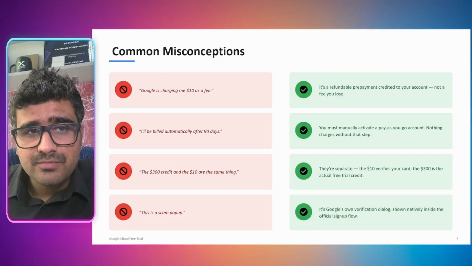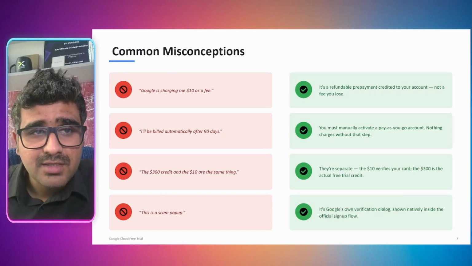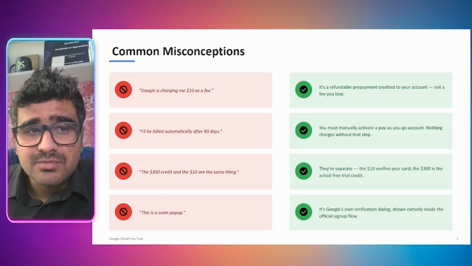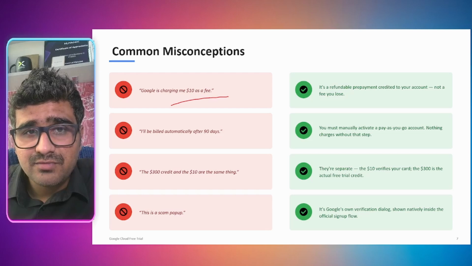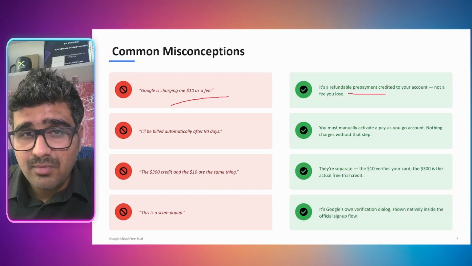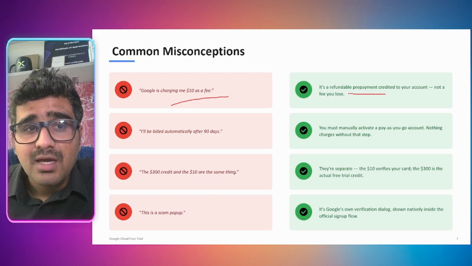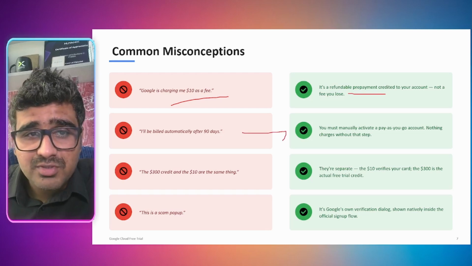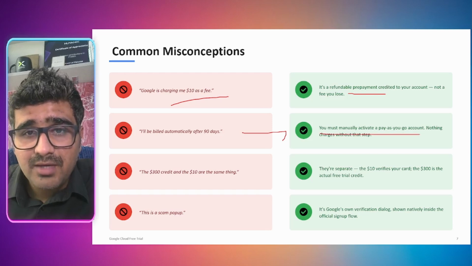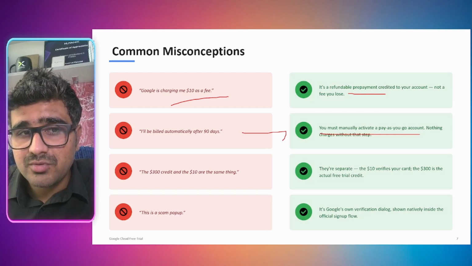Now, there are a few common misconceptions that I want to highlight here. Sometimes there is a misconception that Google is charging $10 as a fee, but that's not the case. It's a refundable amount, a prepayment credited to your account, so you will get this money back. The second misconception is that you will be charged automatically. As I highlighted, no, you have to manually trigger the pay as you go plan. If you want to change from trial to paid, you need to do it manually.